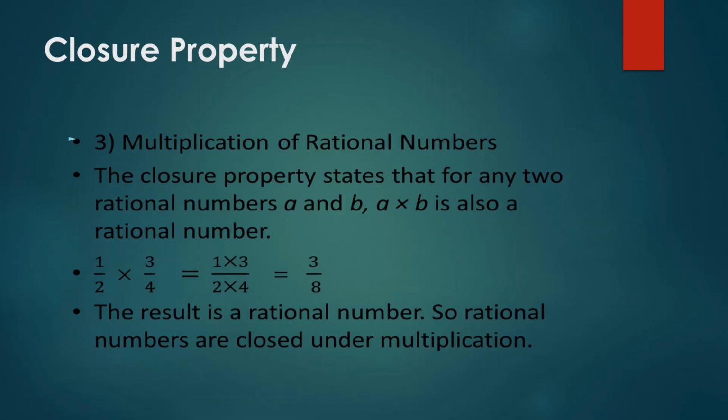See the example. Here 1 by 2 into 3 by 4 is equal to 1 into 3 upon 2 into 4, is equal to 3 by 8. So here we can see that 3 by 8, that means the product, is a rational number. So the result is a rational number? Yes. So the rational numbers are closed under multiplication.